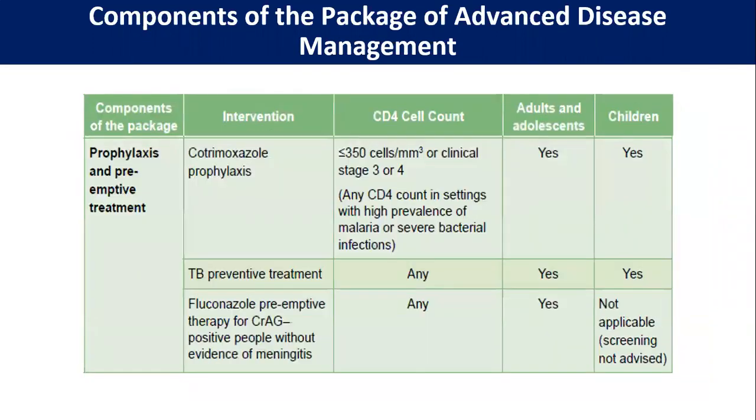Then prophylaxis and preemptive treatment. Cotrimoxazole prophylaxis: we know that in the national program, if the CD4 count is less than 350 cells per cubic millimeter, or the patient is in WHO clinical stage 3 or 4, then we start cotrimoxazole prophylaxis. And TB preventive therapy is initiated in all PLHIV, whether adult, adolescent, or children. And fluconazole preemptive therapy is done when CrAg is positive without signs and symptoms of meningitis. It is for adults and adolescents, and is not advocated for children.